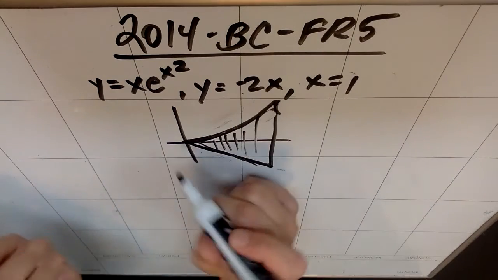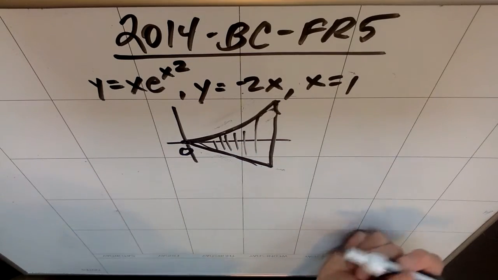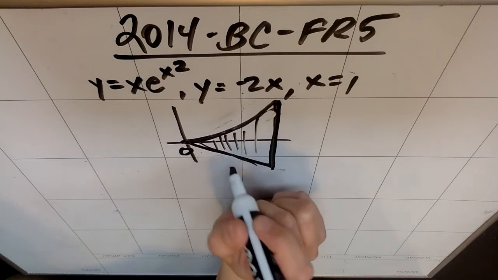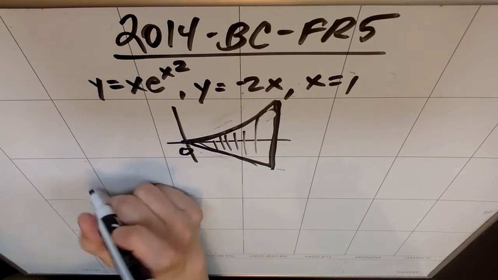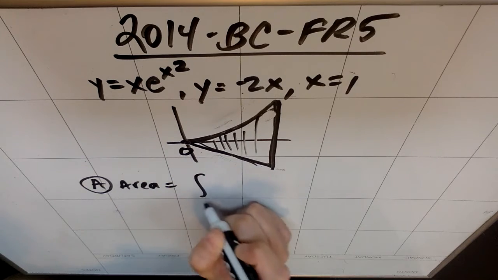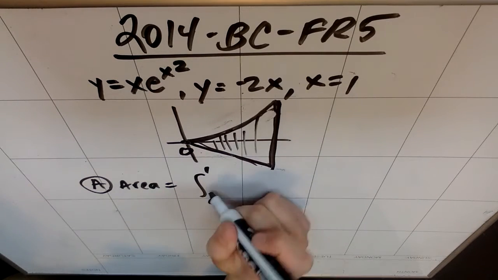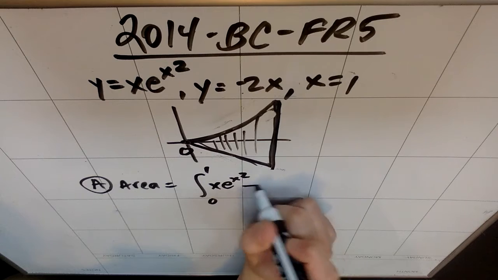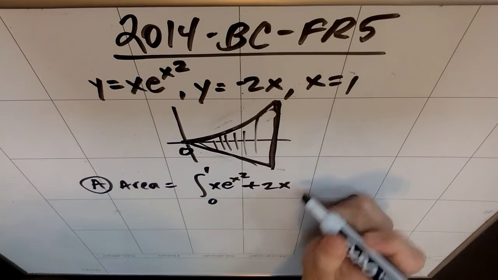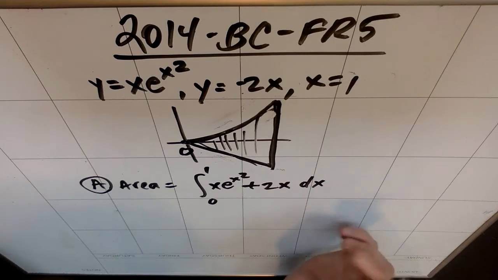When we're asked to find an area, all of these curves intersect at 0, and this is the end boundary of 1. So we're going to do top curve minus bottom curve, right? So for part A, the area is going to be the integral from 0 to 1 of the top curve, which is x e to the x squared, minus the bottom curve, which is negative 2x. If you want to make it a minus a negative 2x or a plus 2x, I don't care. Either one's fine. And then I'm going to integrate both of those.